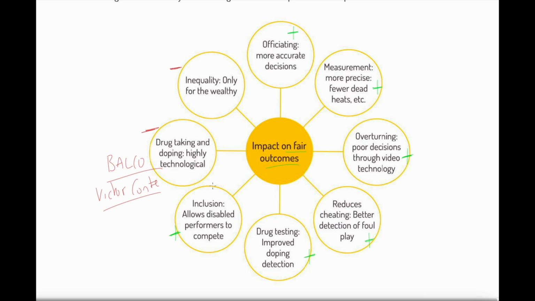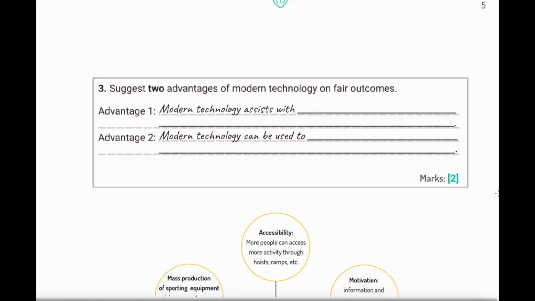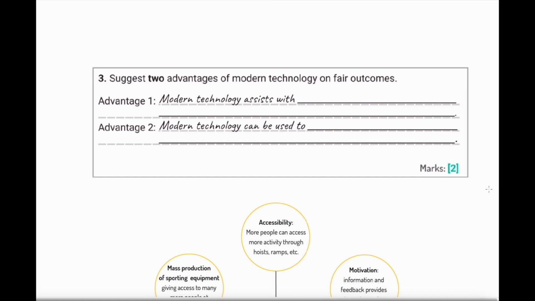So what we've got there is effectively the structure of an evaluation, right? What we've got here as a question is, suggest two advantages of modern technology on fair outcomes. Obviously what we're not going to do there is say dopers get ahead of the curve. That's not going to be part of our answer. But modern technology assists with, and you can choose different answers from that image above, precise timings and measurements.